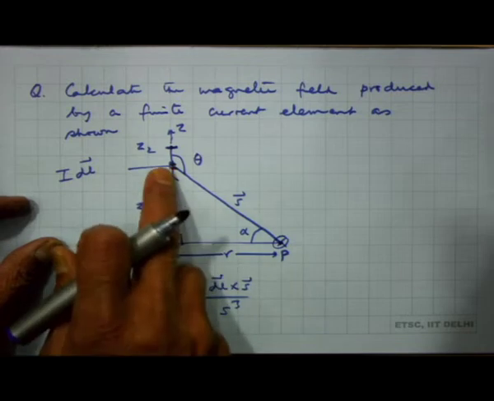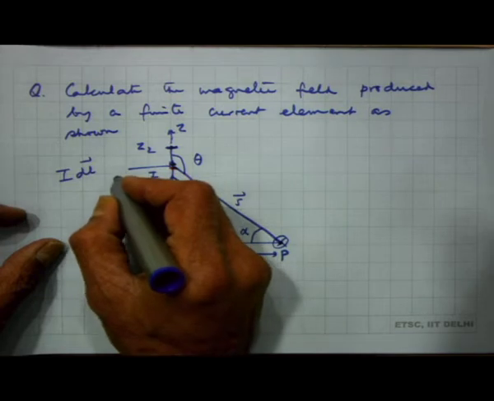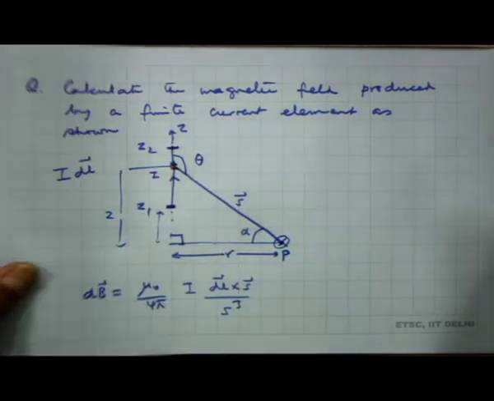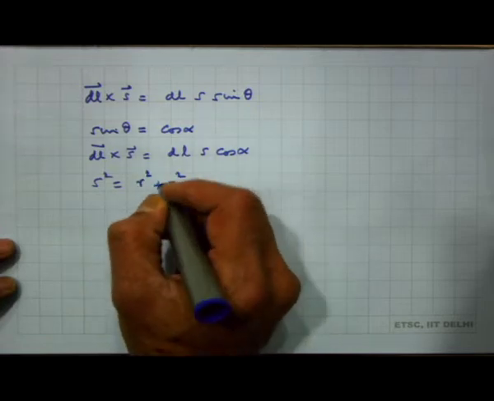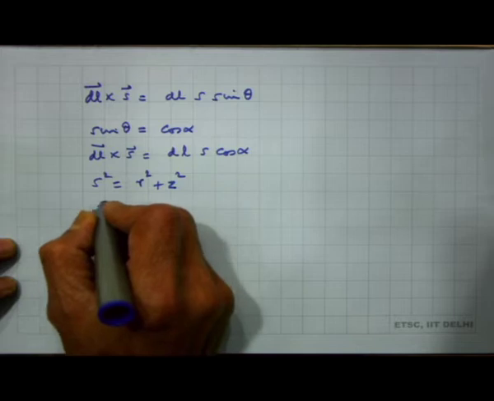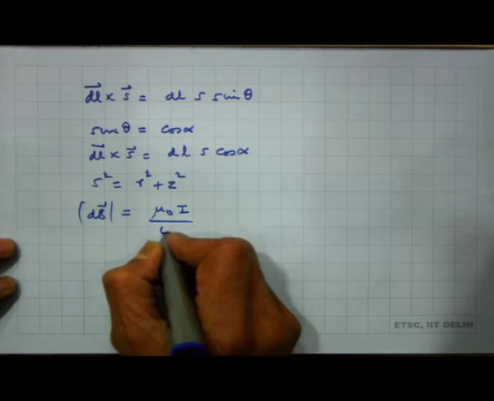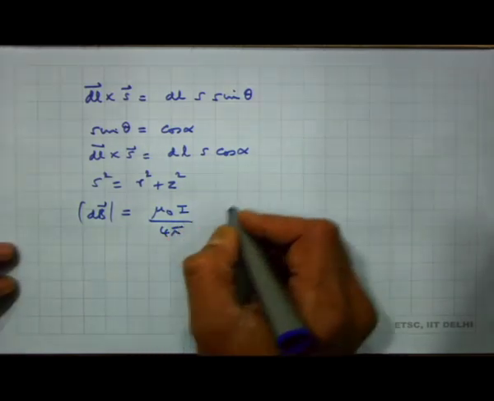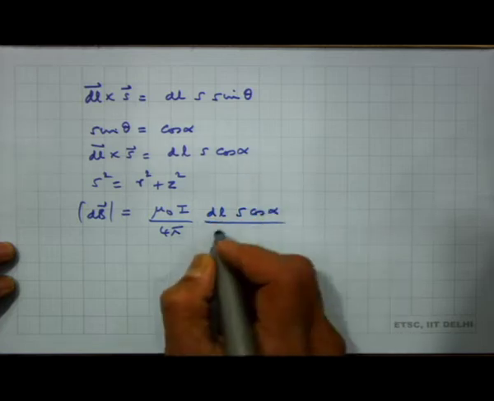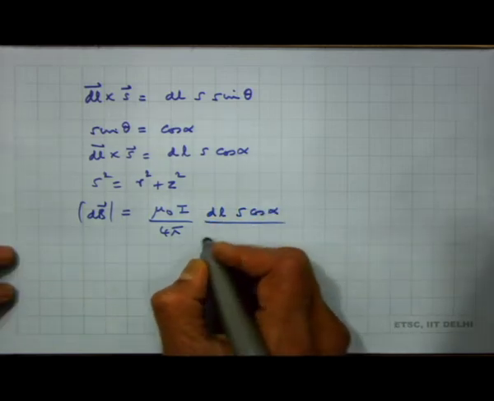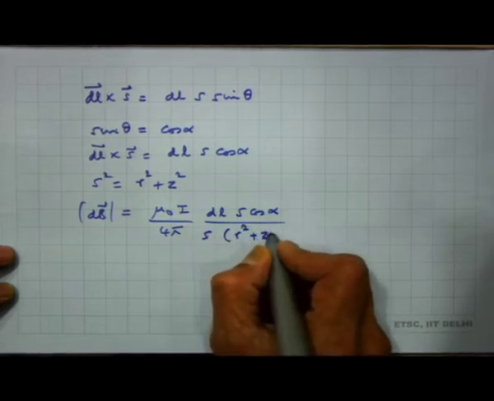The length from here to here, s square is r square plus z square. So, this has a coordinate, I am assuming as a coordinate z. So, s square is equal to r square plus z square. So, dB magnitude is nothing but mu naught I by 4 pi, dl cross s, which is dl s cos alpha divided by s cube. So, I leave one s and the remaining I write as r square plus z square.